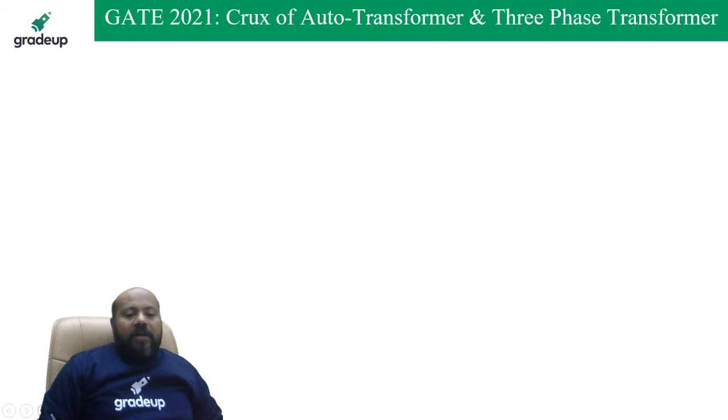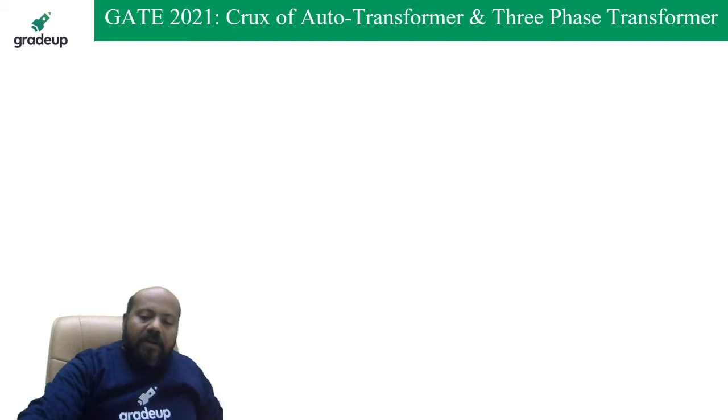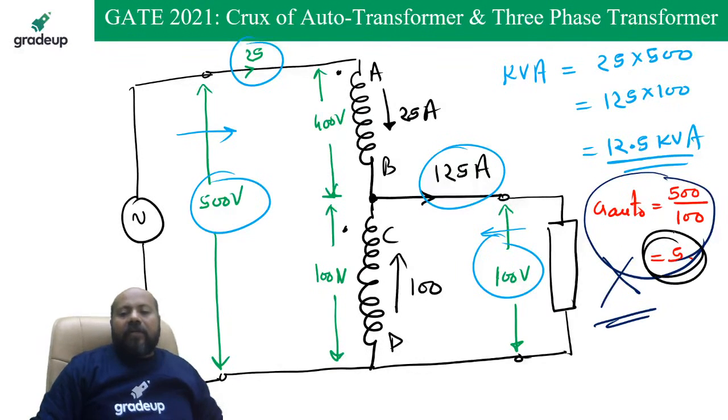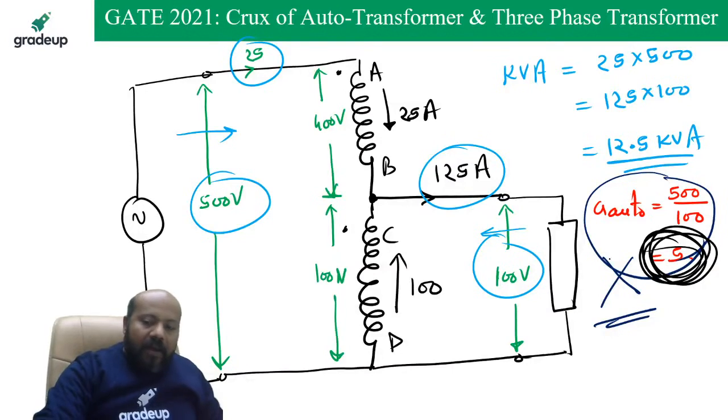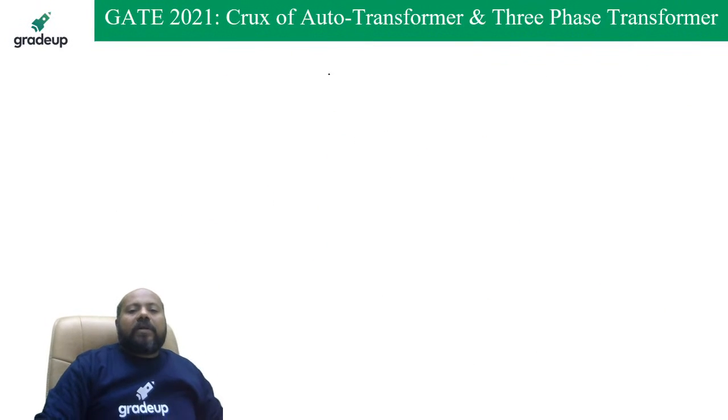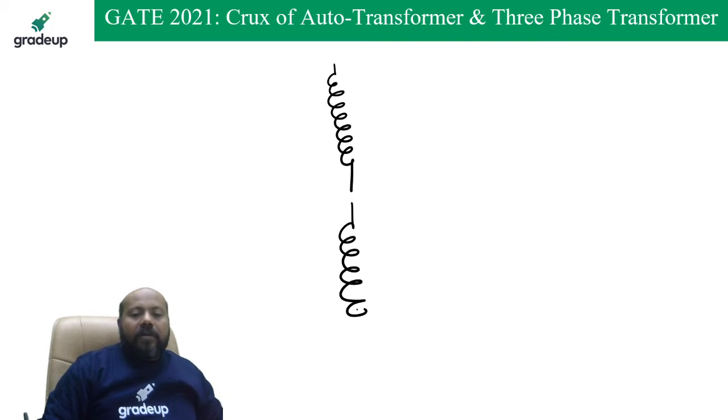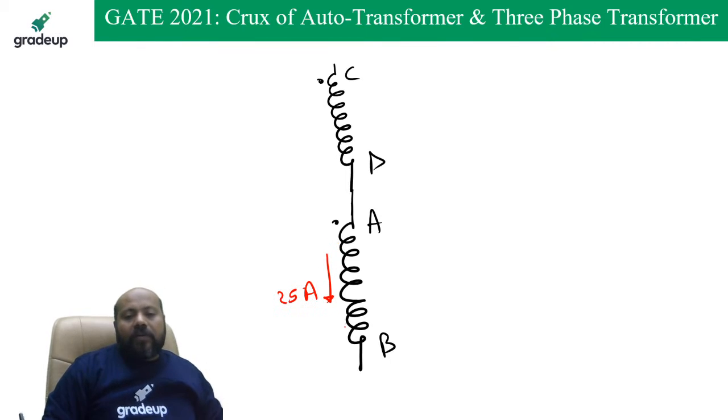Anyways, it means in this connection we have made a mistake because for the auto transformer turns ratio we are getting 5. It is not acceptable. It means we have to go for the second additive polarity. Second addition, what is that? Now I am going to keep the AB section here and the CD section here. Again, in the AB section, you are getting 25 ampere current from dot to no dot, and in the CD section you are getting no dot to dot 100 ampere.